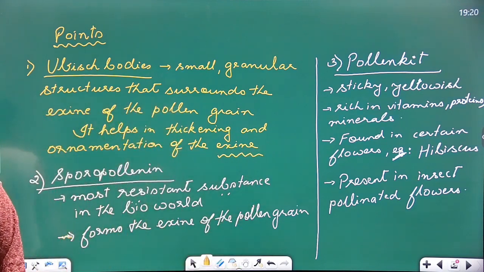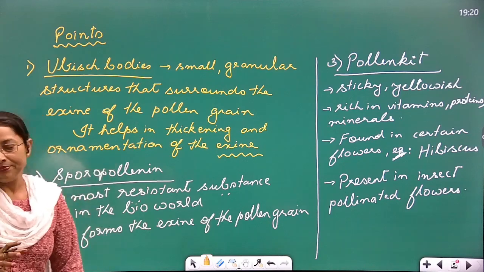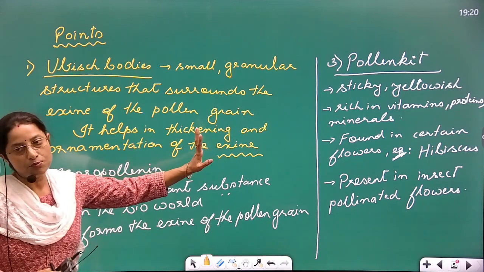So, what is exine? Whenever we talk about a pollen grain, the pollen grain has two walls. The outer wall is called exine and the inner wall is called intine. Right? So, we are talking about the outer wall of the pollen grain.